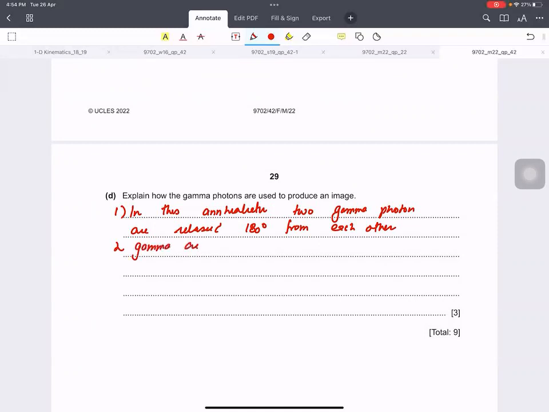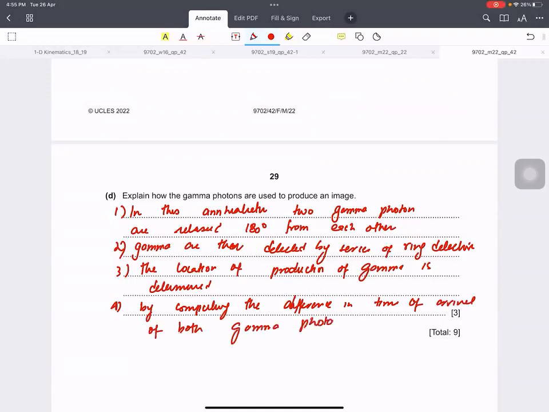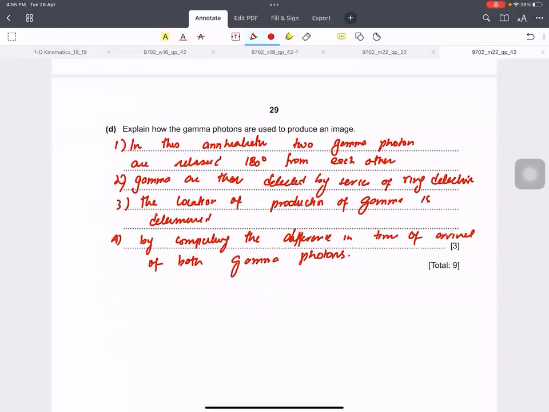Gamma photons are then detected by a series of ring detectors. Third, the location of production of gamma is determined, fourth, by computing the difference in time of arrival of both gamma photons. So that should be the answer. Okay, is it clear? Sir, what did you write as the second point after detected by? Gamma are detected by a series of ring detectors.